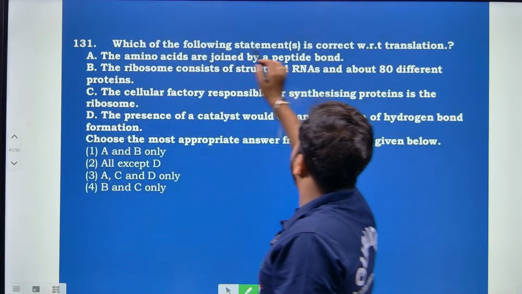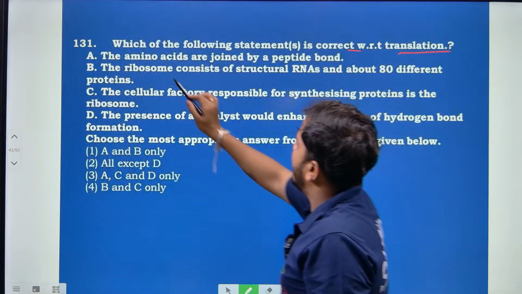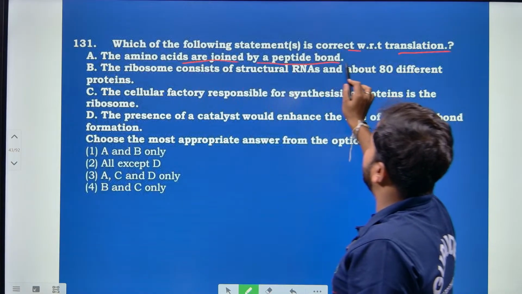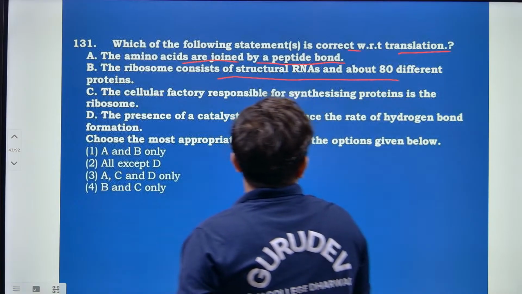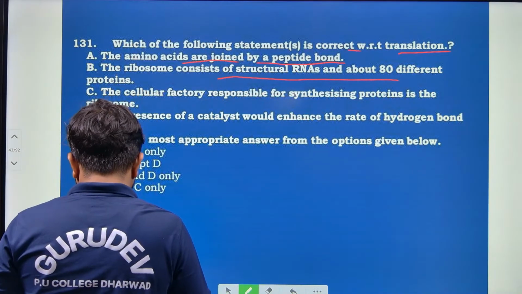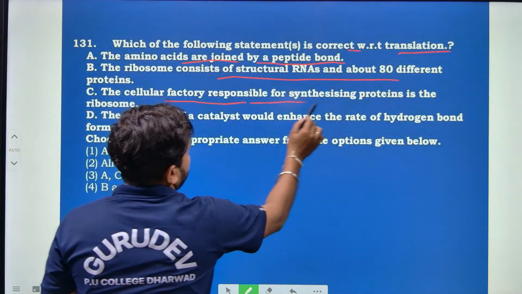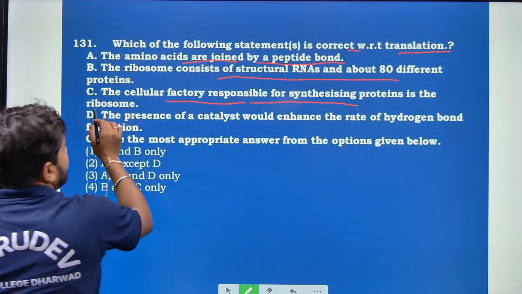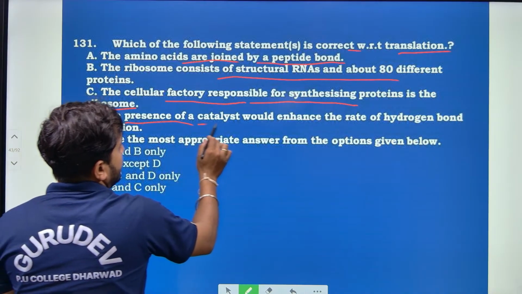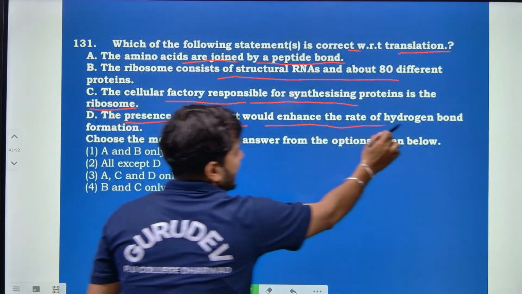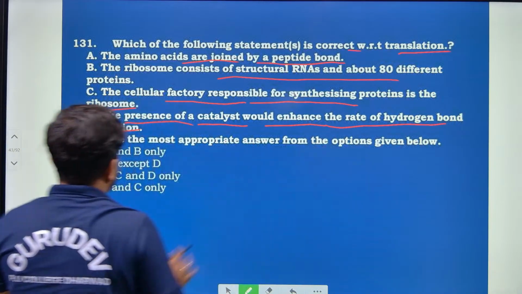Then which of the following statements is correct with respect to translation, right? Amino acids are joined by a peptide bond. Then ribosomes consist of structural RNA and about 80 different proteins, right? The cellular factory responsible for the synthesis of protein is the ribosome. The presence of a catalyst could enhance the rate of hydrogen bond formation. So choose the most appropriate answer with respect to the options.